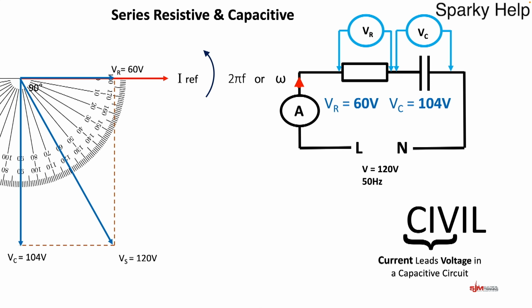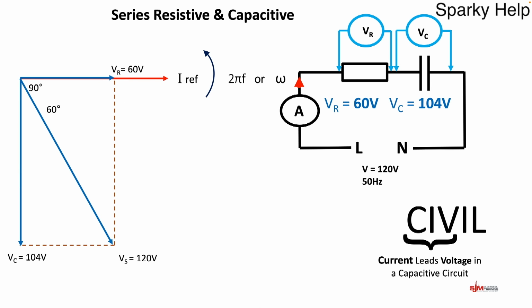We can put a protractor on again, and we get an angle, and it's approximately 60 degrees. So the current leads the voltage by 60 degrees, or you could say the voltage lags the current by 60 degrees, but generally we refer to what the current is doing. So the current in this case leads the voltage, the supply voltage, by 60 degrees.